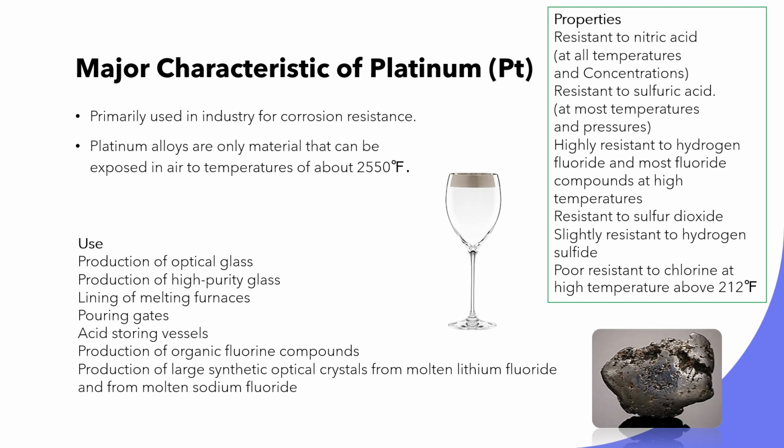Because they are resistant to hydrogen fluoride and most fluoride compounds, okay? Highly resistant, so therefore you use them in production of organic fluorine compounds, production of large synthetic optical crystals, okay, from molten lithium fluoride, and then from molten sodium fluoride, okay? For everything to do with fluoride that you want to handle, we're going to use a platinum alloy because we can hold them because they're resistant to it, yeah? The platinums are resistant to it. So here is your platinum rock right there.